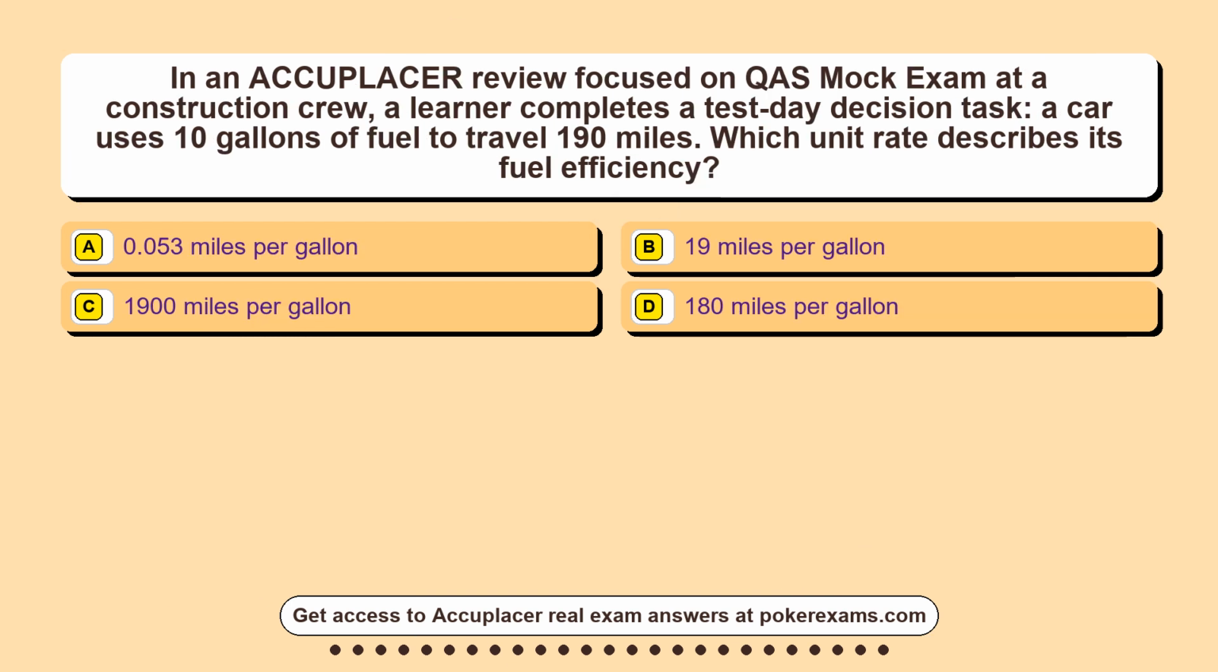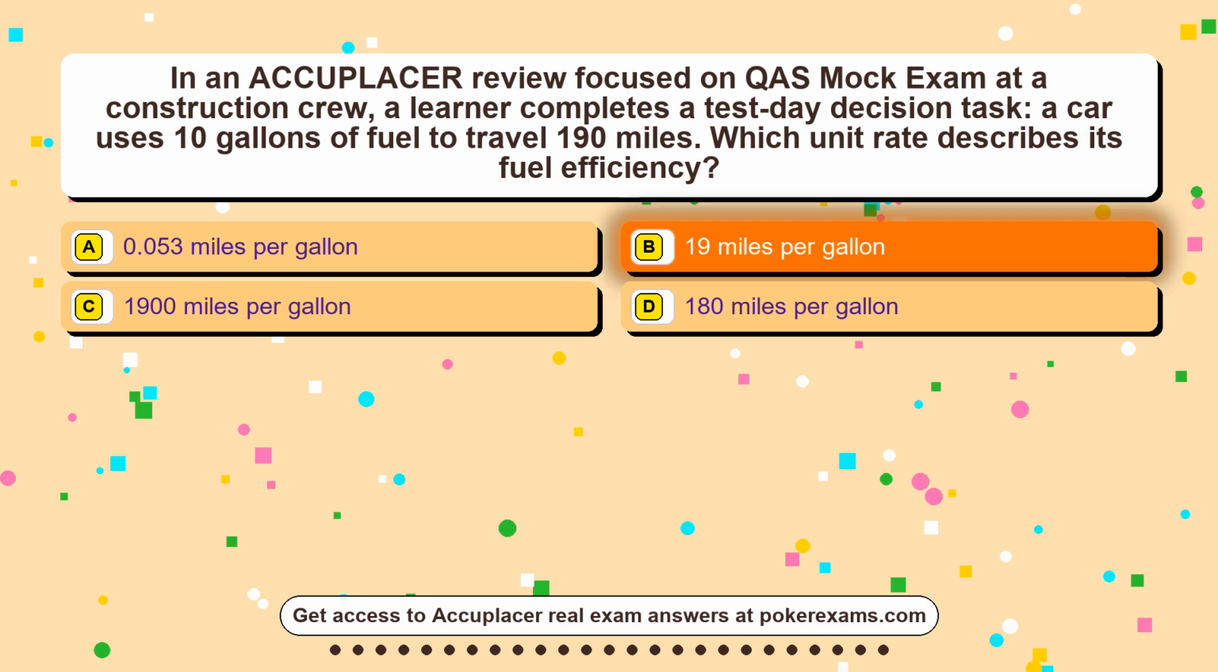Question 25. In an ACCUPLACER review focused on QAS mock exam at a construction crew, a learner completes a test-day decision task. A car uses 10 gallons of fuel to travel 190 miles. Which unit rate describes its fuel efficiency? Option A, 0.053 miles per gallon. Option B, 19 miles per gallon. Option C, 1900 miles per gallon. Option D, 180 miles per gallon. The correct answer is option B, 19 miles per gallon.